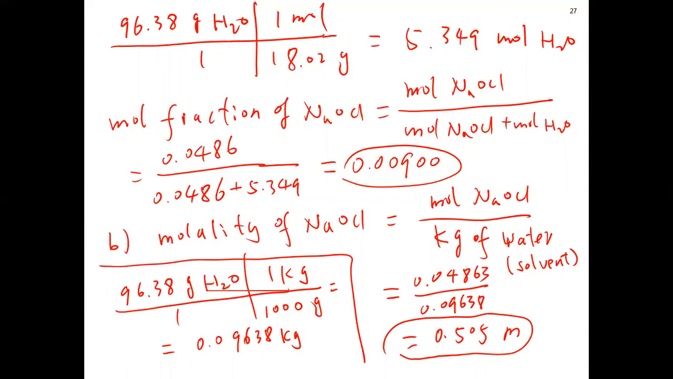So that's just over the solvent, not over the solution. The 0.09638, that's not the solution, that's the solvent. Yeah. Got it. Yeah. So that's very precise. So when you calculate this little m, the molality, you use kilograms of the solvent. Okay. Yeah, good comment, Zorman.